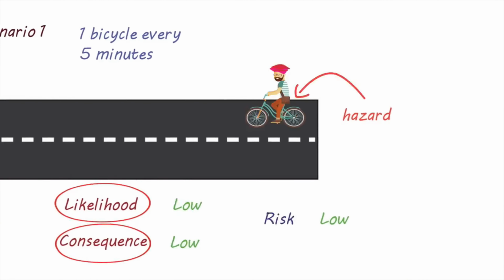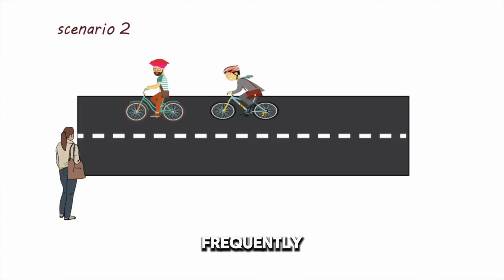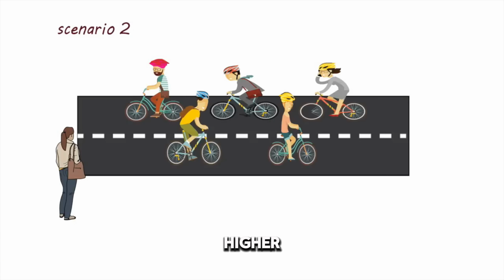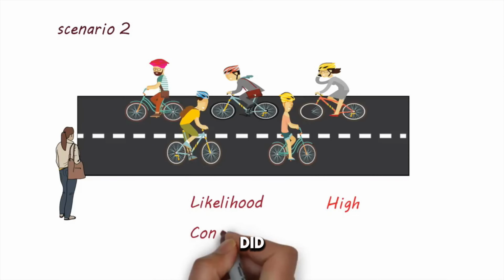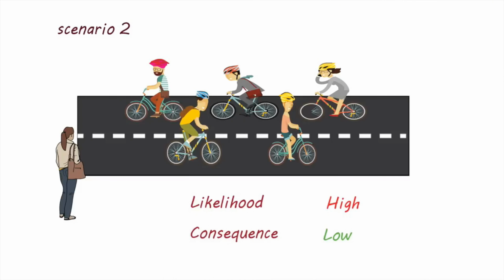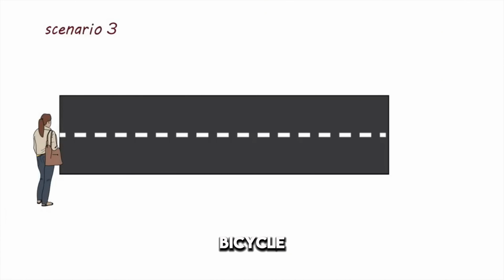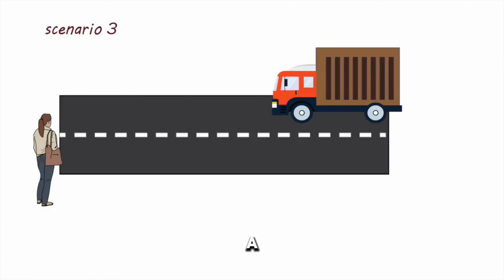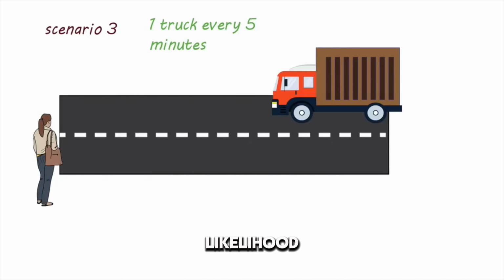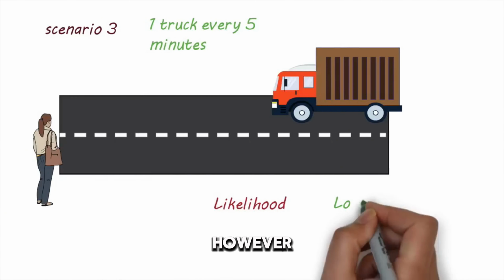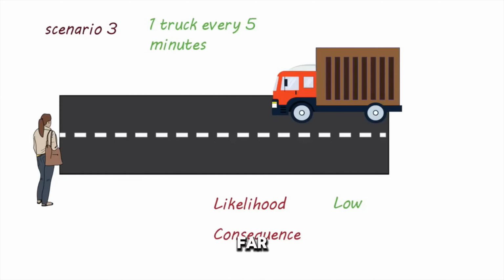Now obviously, if there are bicycles traveling more frequently, the likelihood of a crash would be higher. But the consequence, if a bicycle did crash into you, would still be low. But what if things were different? Let's change that bicycle to a truck. Now with a truck passing every 5 minutes, the likelihood of a crash would still be low. However, the consequence is far more severe.